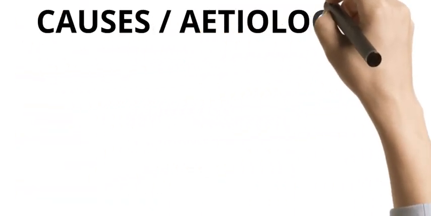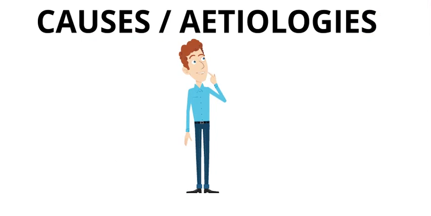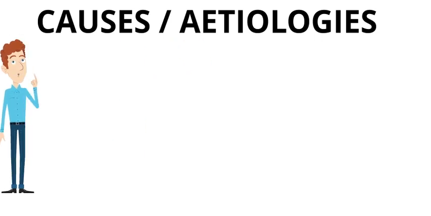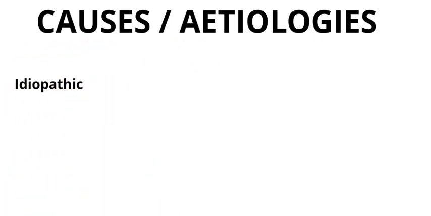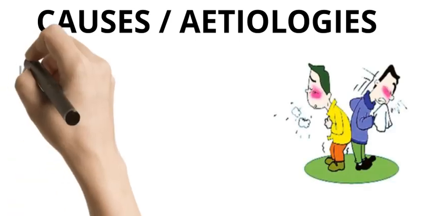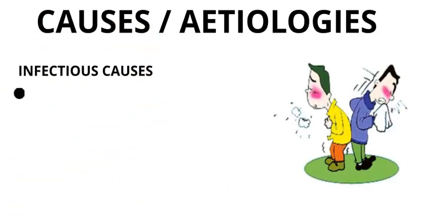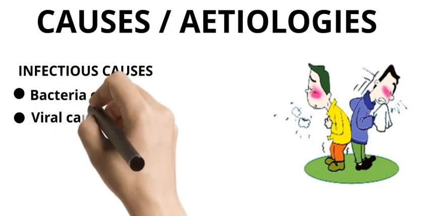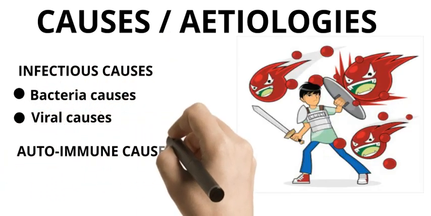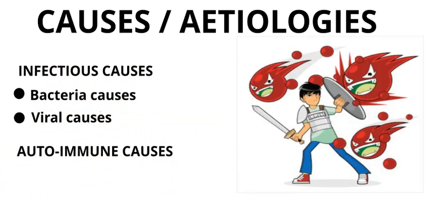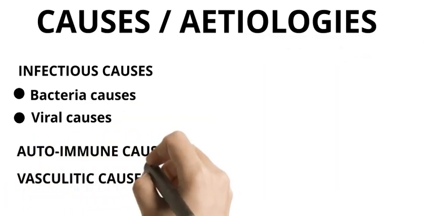Causes or etiologies of glomerulonephritis. Quite a number of conditions lead to glomerulonephritis, some of which are unknown, that is idiopathic, or some of which are familial, that is runs in the family. But for the purpose of this discussion, the causes have been classified under infectious causes, where we have bacterial or viral origin, autoimmune diseases causing GN, and vasculitic causes of GN.